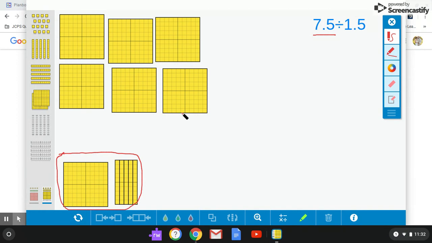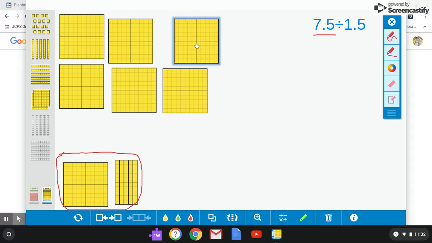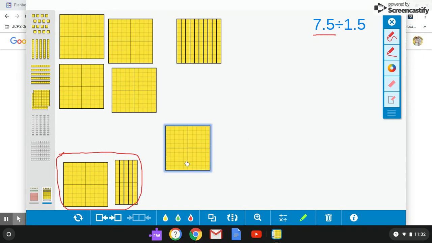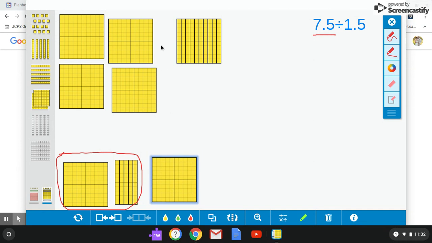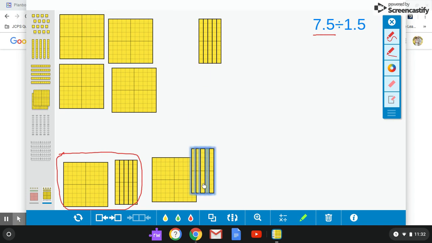Okay, to continue making groups of 1 5/10, I'm going to have to get some more tenths. So what I'm going to do is I'm going to take this one whole and I'm going to split it into tenths. So I'm going to click this break pieces button so that I can make another group of 1 5/10. Here's another group of 1 5/10.